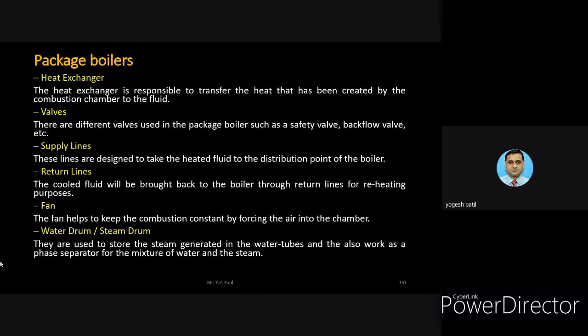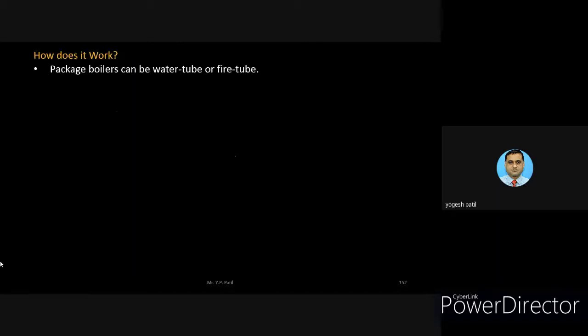Water drum and steam drum assembly, that is the main part where the water can be stored and maintained at some constant level. That is a very important part in a water tube boiler. How do package boilers work? Package boilers can be water tube or fire tube.